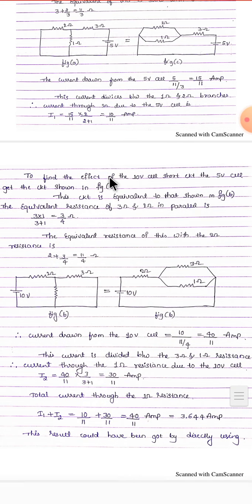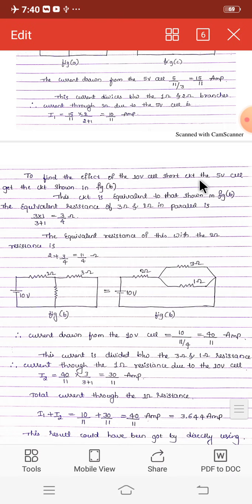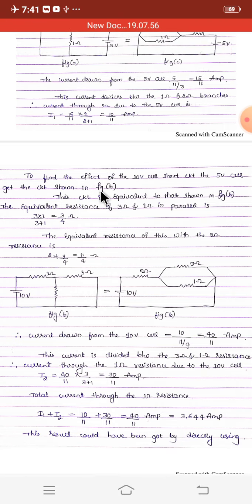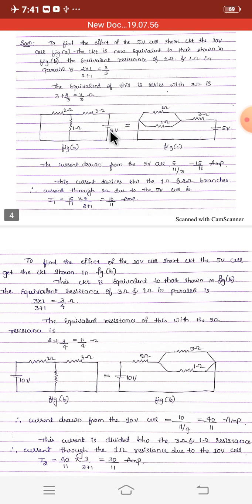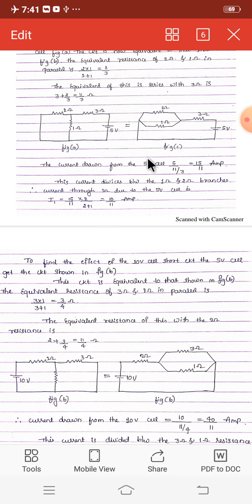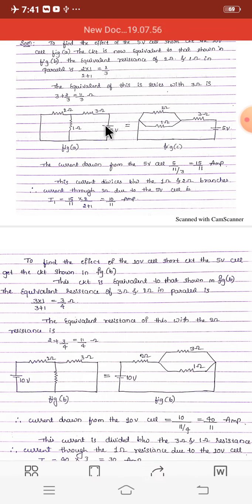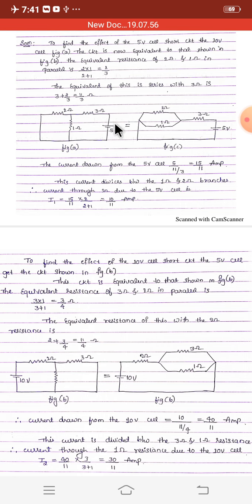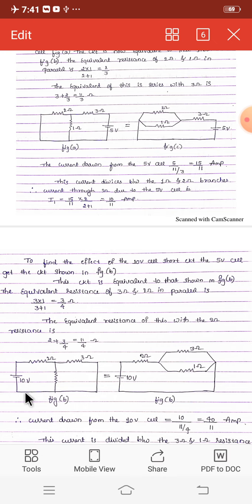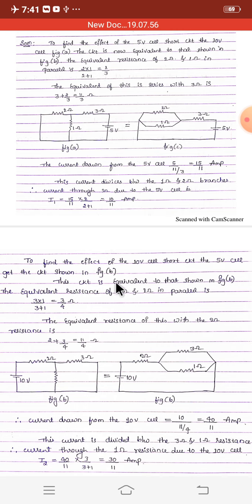Now, to find the effect of the 10 volt cell, short circuit the 5 volt cell and get the circuit in figure B. See here, short circuit this 5 volt battery, then we get figure B. Now with the 5 volt shorted, the remaining voltage is 10 volt. The circuit is equivalent to that shown in figure B.